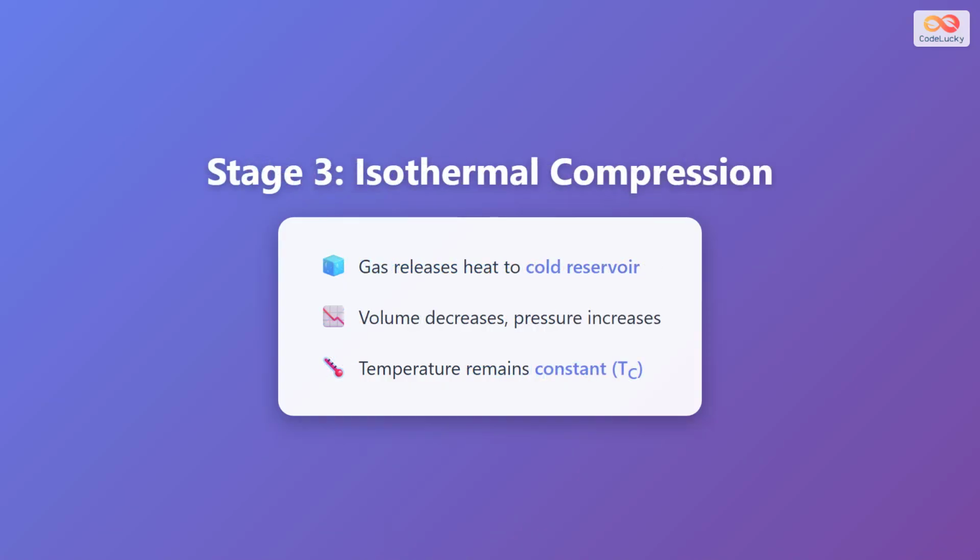In the third stage, isothermal compression, the gas releases heat to the cold reservoir. During this process, the surroundings do work on the gas, causing its volume to decrease and pressure to increase. Similar to stage 1, the temperature remains constant throughout this compression. Staying at the cold reservoir temperature T_C, the gas expels thermal energy as it is compressed.